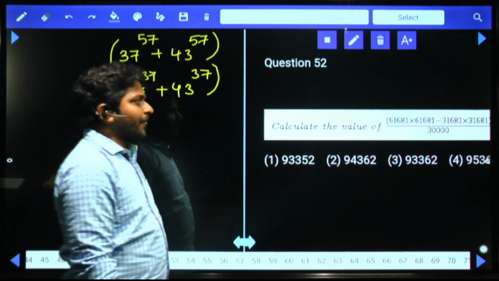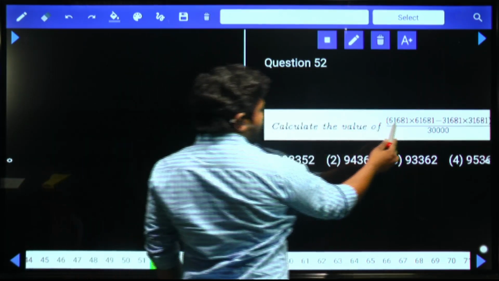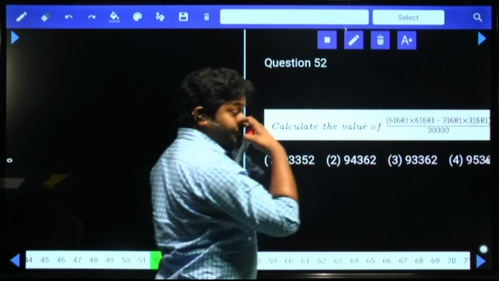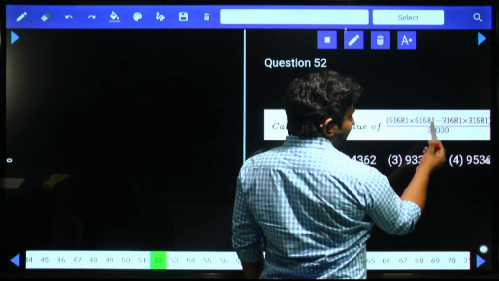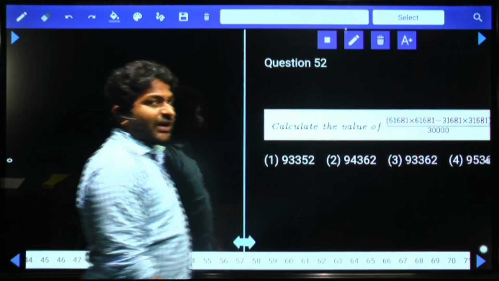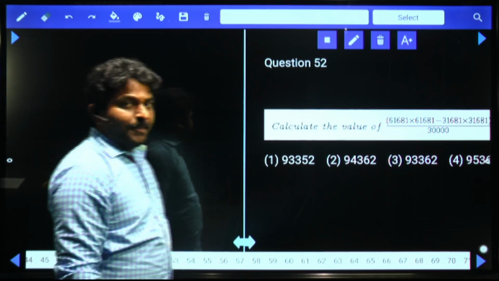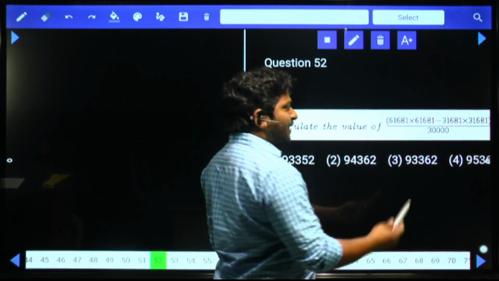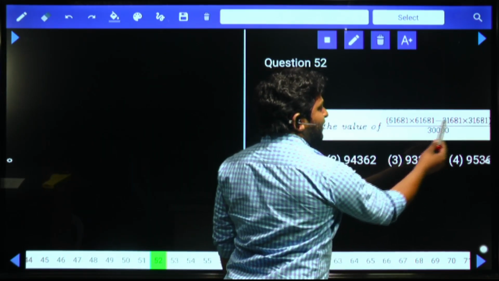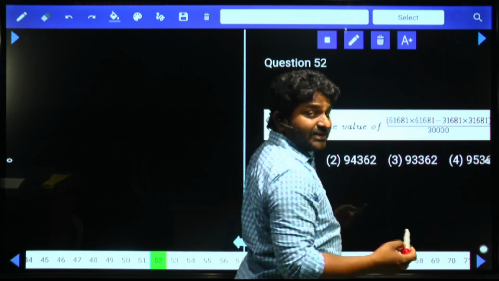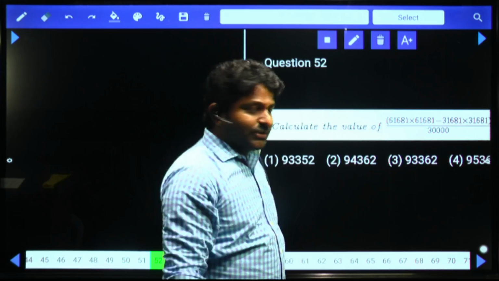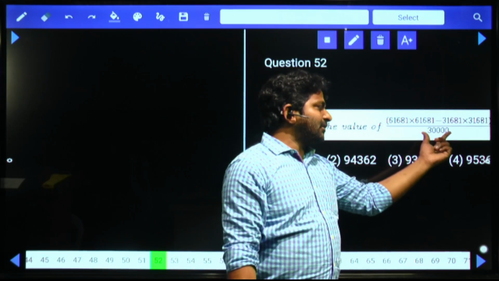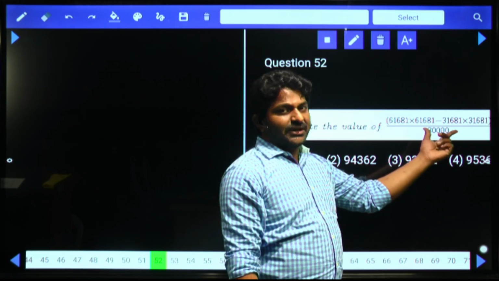Next one. You can take 61,681 as A and 31,681 as B. Now it is in the form of A square minus B square, so that will be A plus B into A minus B. Let's observe the A minus B value. A minus B means 61,000 minus 31,000, that is 30,000, and 681 minus 681 is 0. So the A minus B value is equal to 30,000, and our denominator is also 30,000.